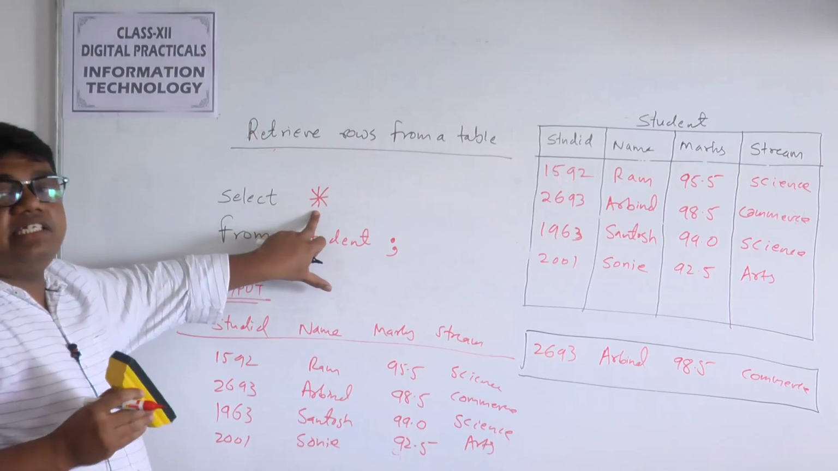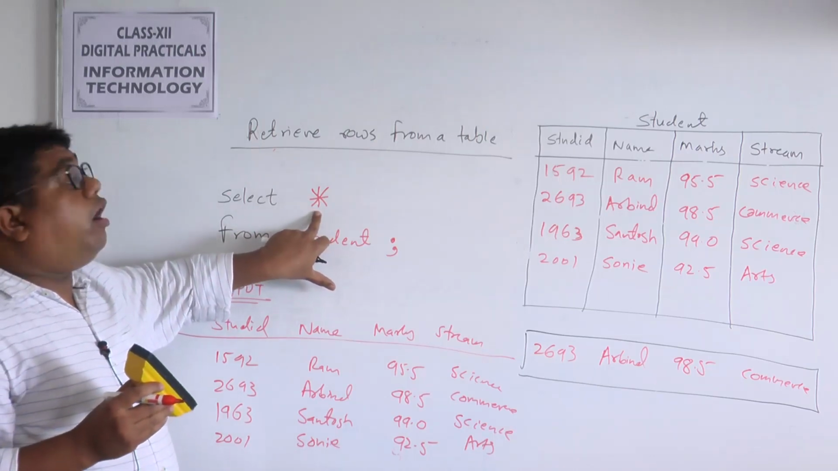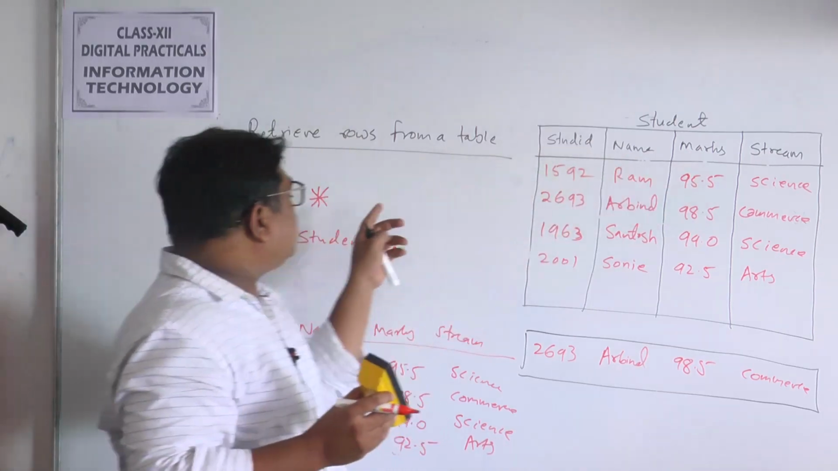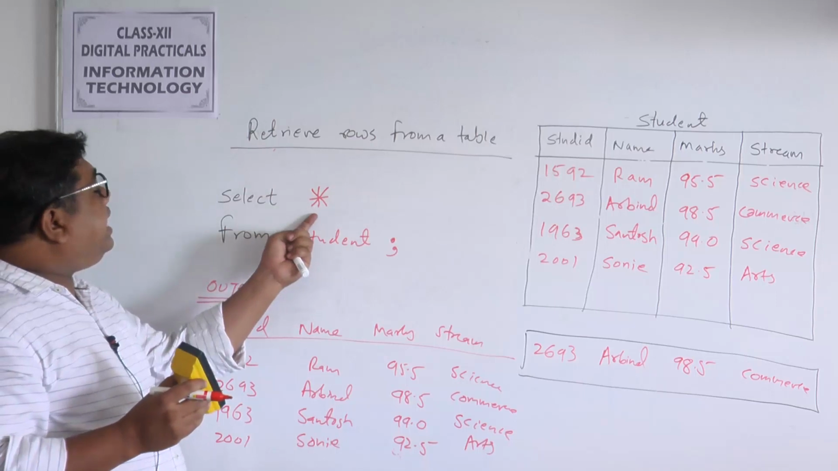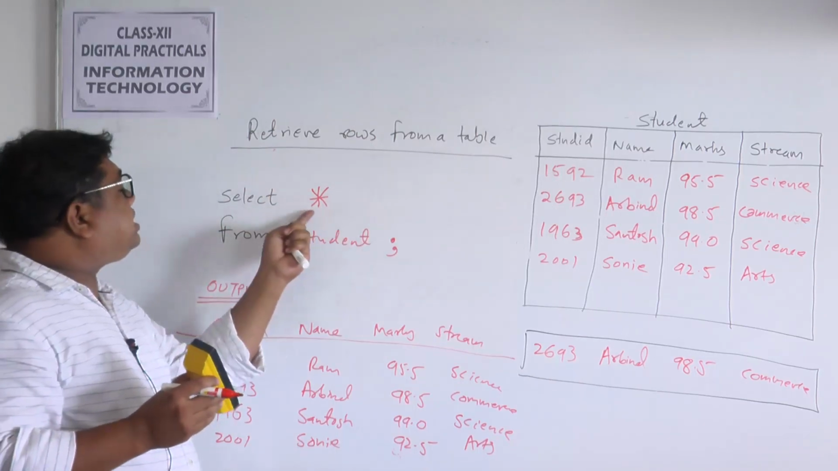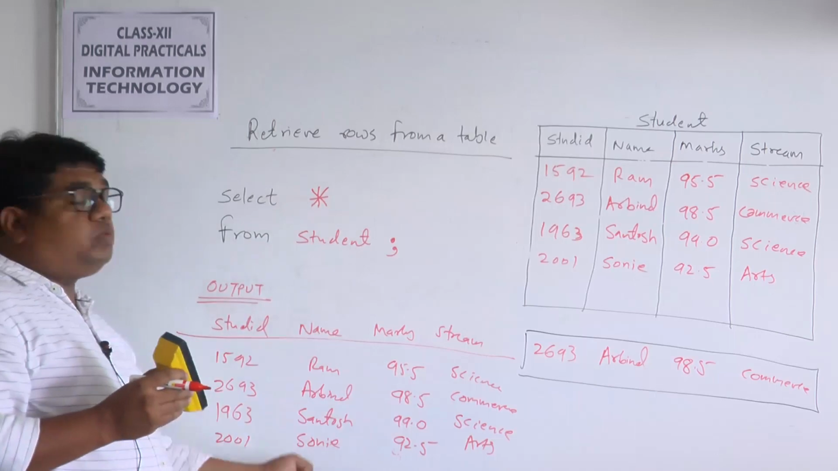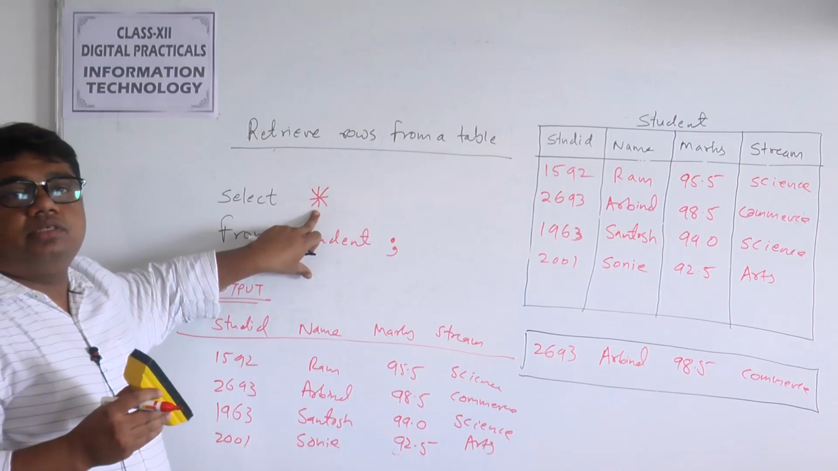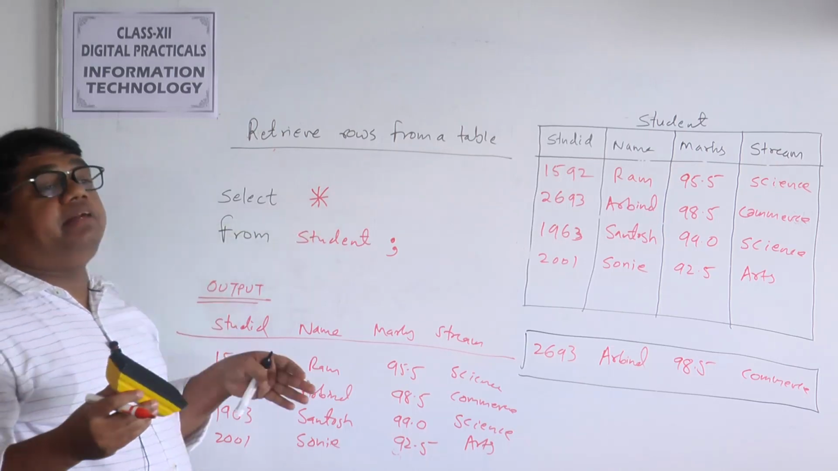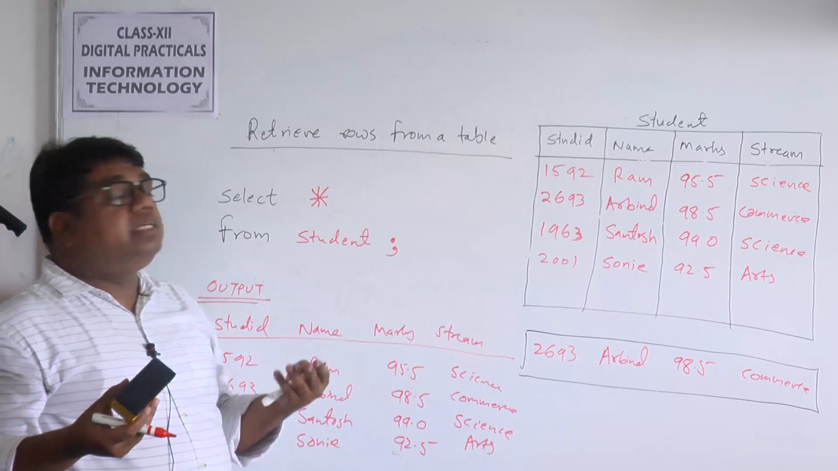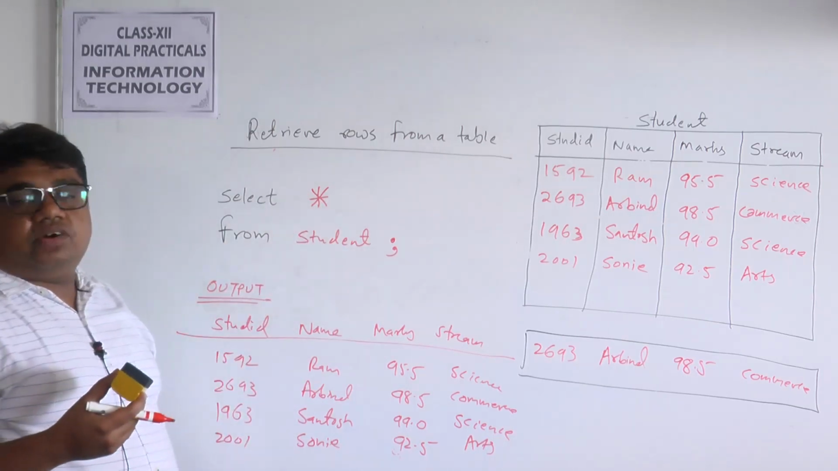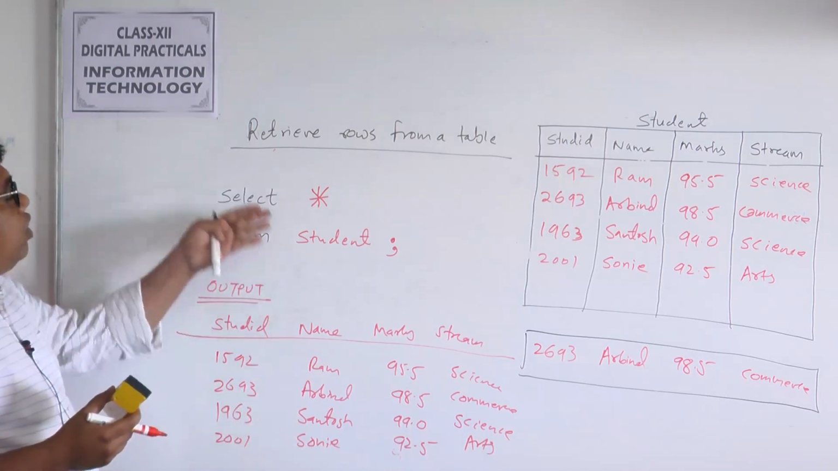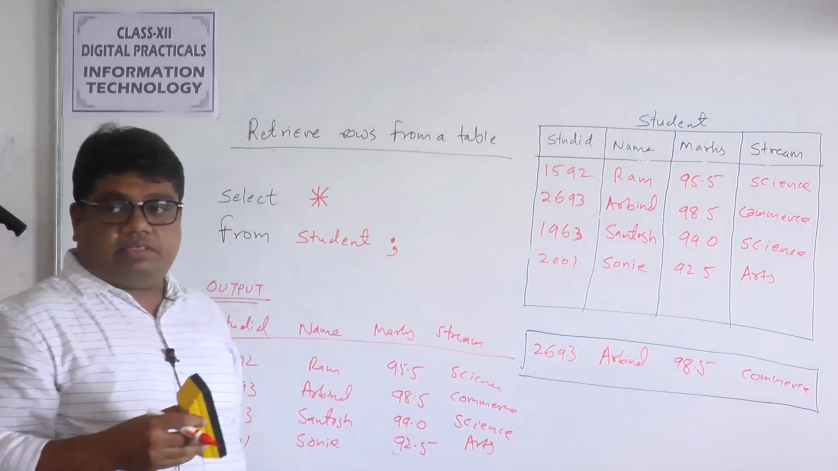And this refers to all the columns. So we need not write student ID, name, marks, stream. Suppose I replace all the column names with star, then it also gives the same output. So here we use this star for all columns. It becomes easy when we have many columns in a table, then we can use this star. The output will be the same. This is how to retrieve rows from a table.